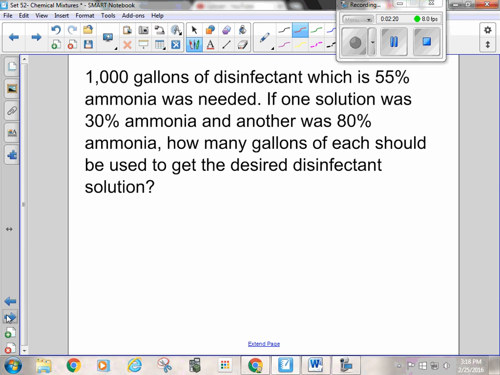Let's look at another one. 1,000 gallons of disinfectant, which is 55% ammonia, was needed. If one solution of 30% ammonia, I'm going to write X, and another was 80% ammonia, Y, how many gallons of each should be used to get the desired disinfectant solution? So we need X plus Y to total 1,000 gallons. Okay, first one's really simple. The next one we're going to put in our percentages.